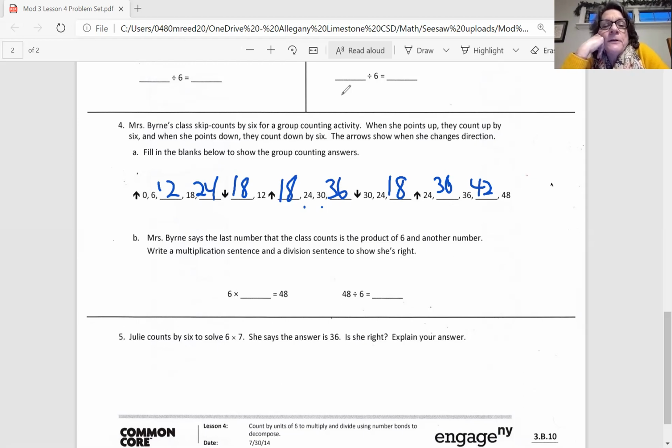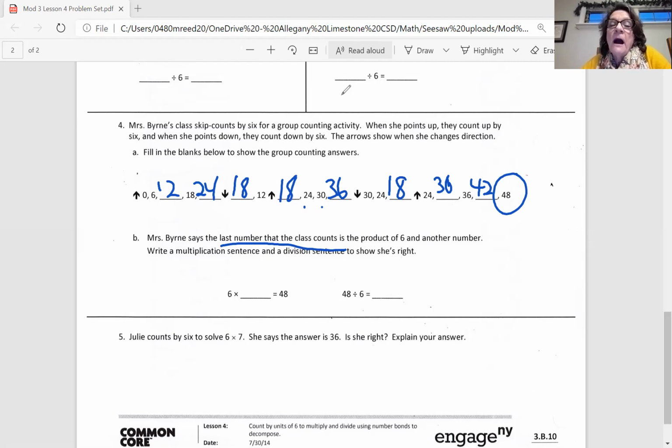Okay, now Mrs. Burns says the last number that the class counts is the product of 6 and another number. Write a multiplication sentence and a division sentence to show she's right. So the last number that the class counts is 48, and we have to figure out a multiplication and a division sentence to go with that. So remember, we have to do our skip counting. And it's really important when you're doing this work remotely that you show your work, and one way to show your work is to show your skip counting.